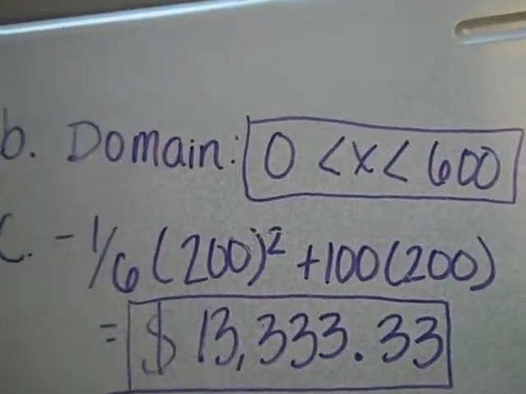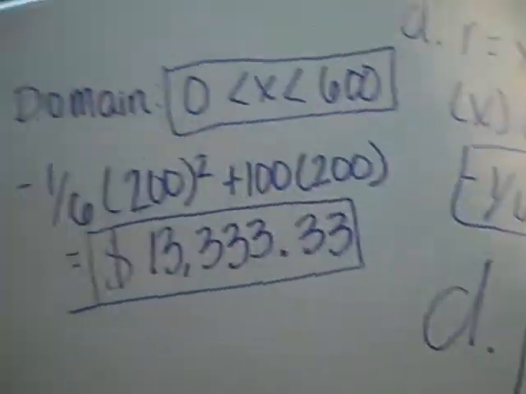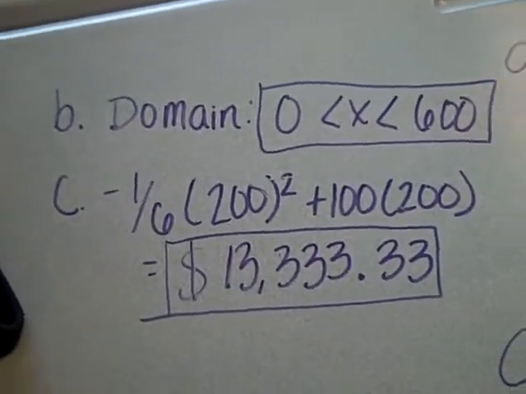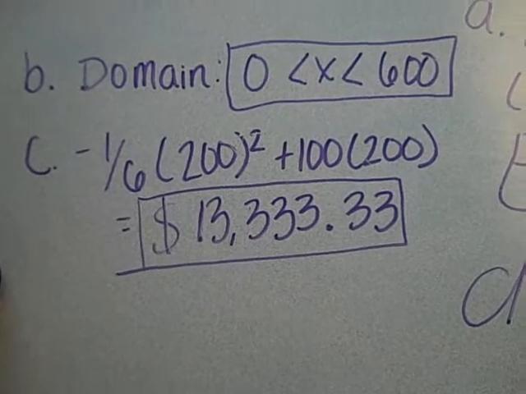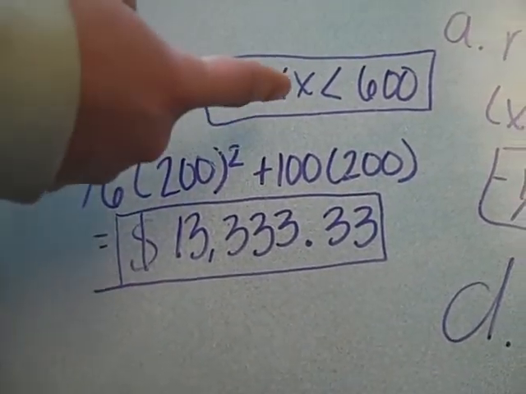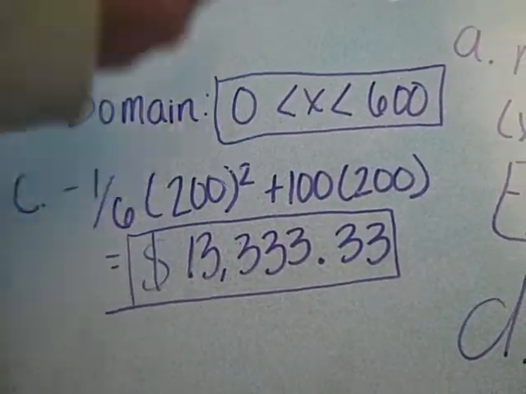And then for the domain, I graphed this equation on the calculator, and I found the two intercepts because that's where you would make absolutely nothing. So we didn't want revenue to be 0, obviously, so it couldn't be equal to. So X is greater than 0 and less than 600.